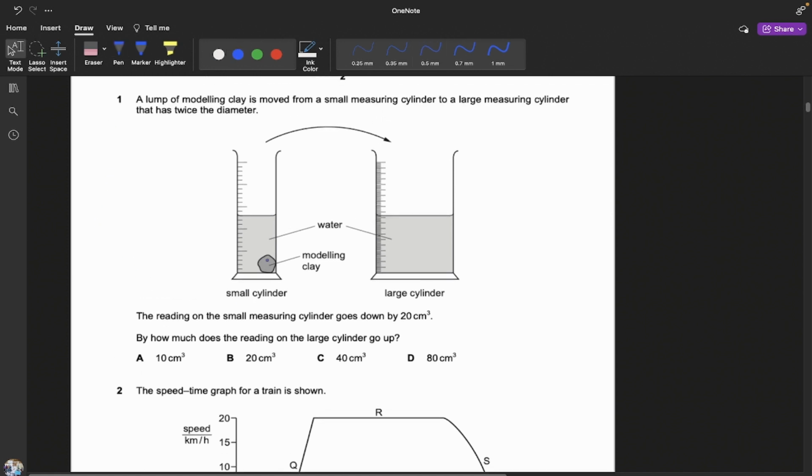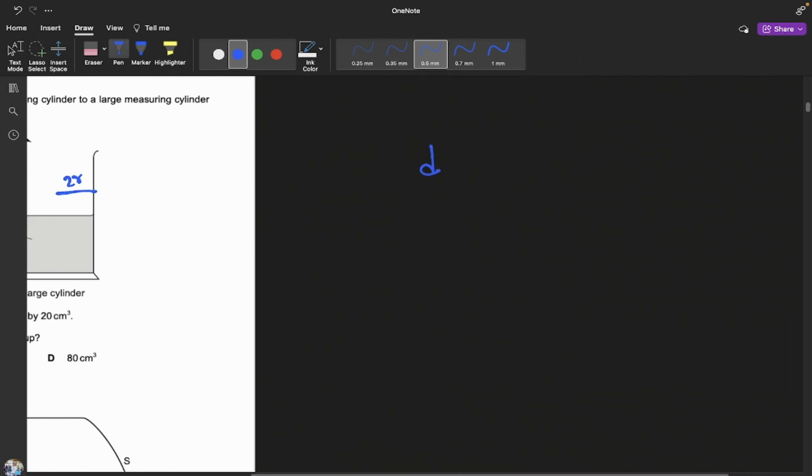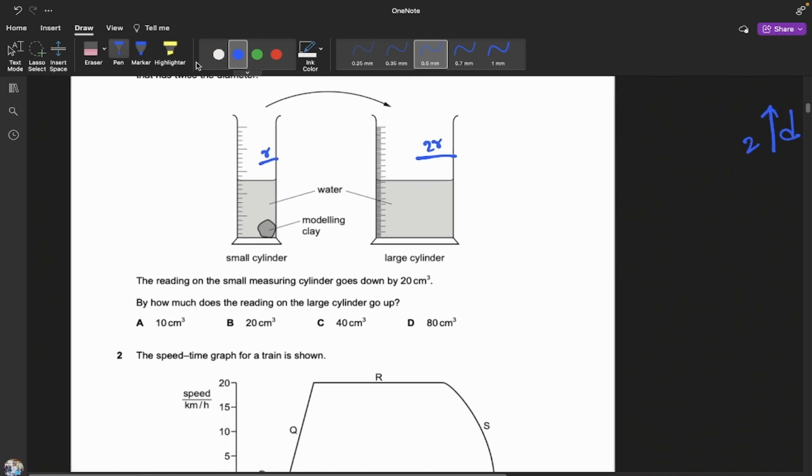A lump of modeling clay is moved from a small measuring cylinder to a large measuring cylinder that has twice the diameter. Let's say the radius of this one is r, this one will be 2r. Why? Diameter is equal to twice the radius. So when the diameter becomes 2 times, this is a constant, the radius also becomes doubled.